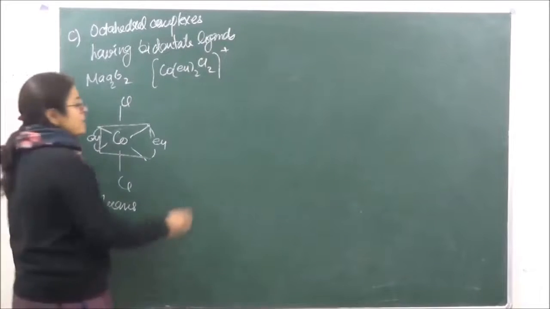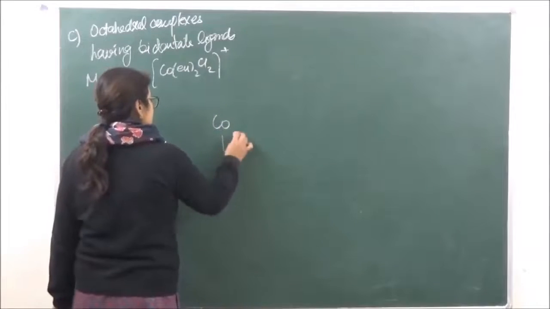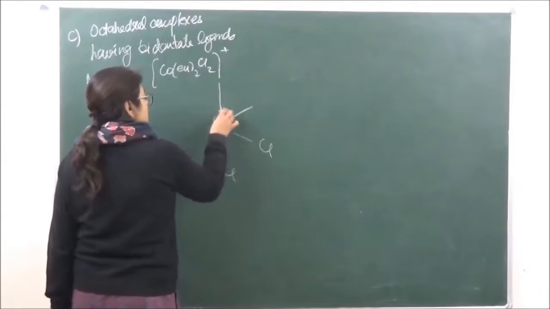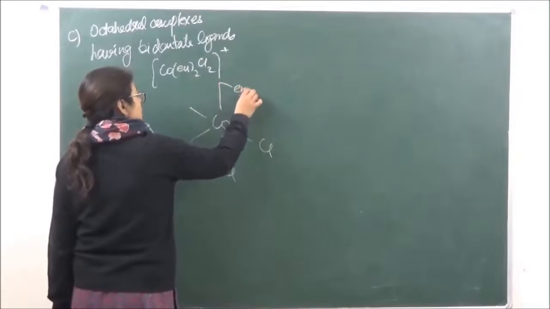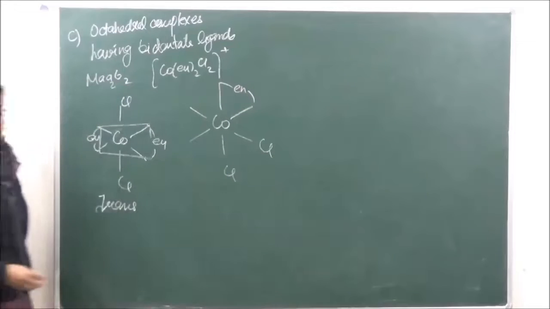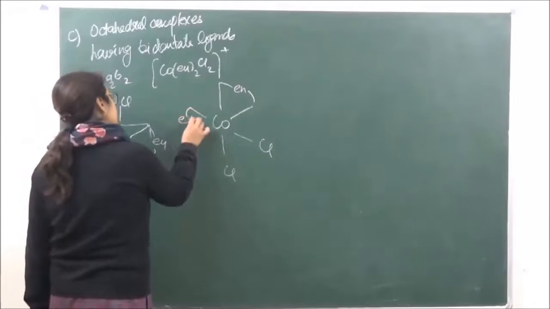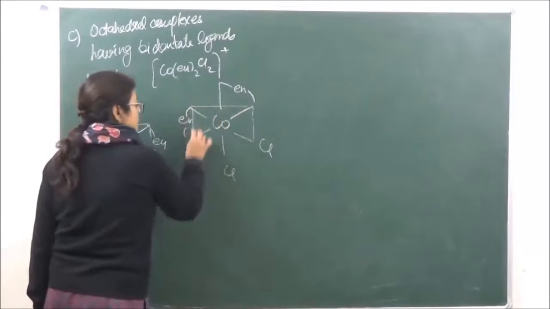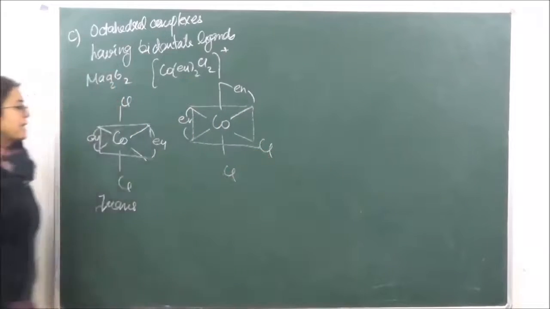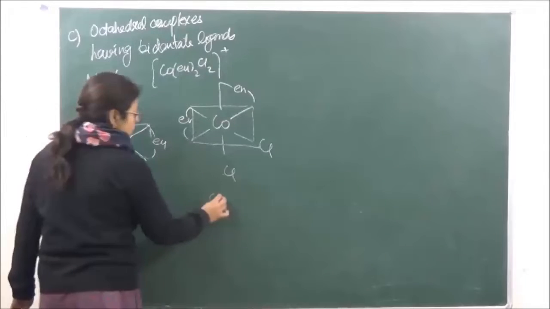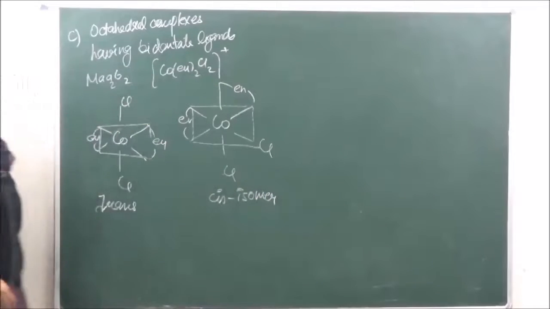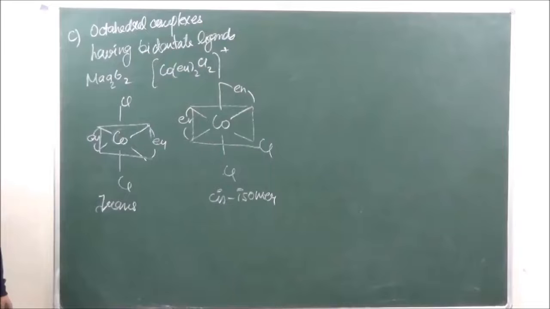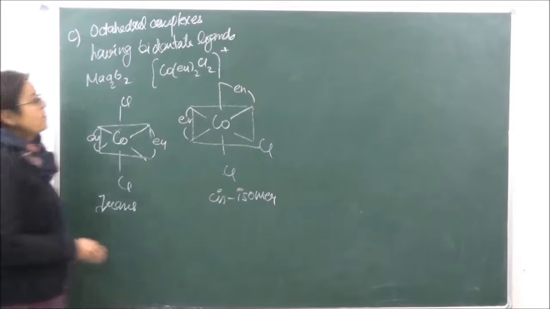If chlorines are at the adjacent positions, so this is one ethylenediamine which we have, and the other one. So you can see that chlorines are at the adjacent position. So this is going to be known as cis isomer. Okay?